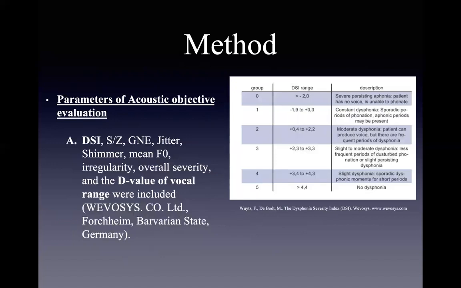As for acoustic objective evaluation, DSI and D value of vocal range mainly were included and analyzed. Specifically, DSI is clinically used as the gold standard for objective assessments of dysphonia, with values ranging from -5 to +5. Generally, the higher the DSI value is, the better the vocal function is. And D value of vocal range indicated the range of vocal abilities from the lowest to the highest, which is mainly affected by fundamental frequency and vocal intensity.